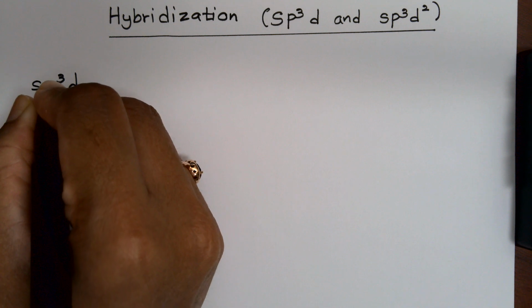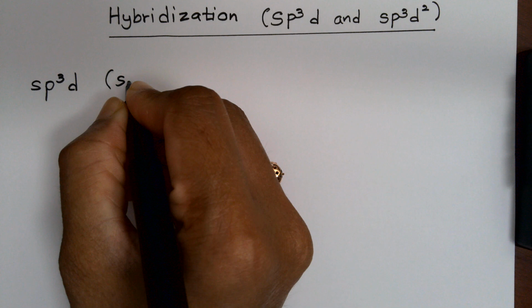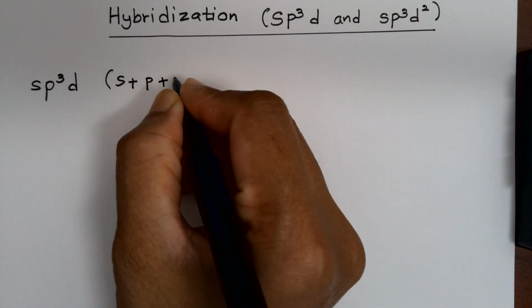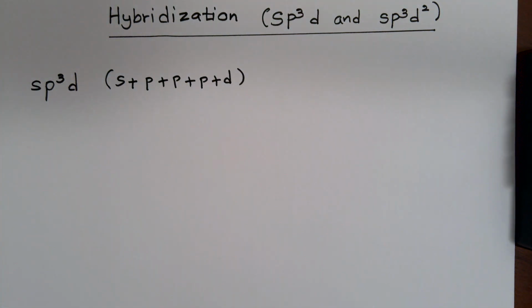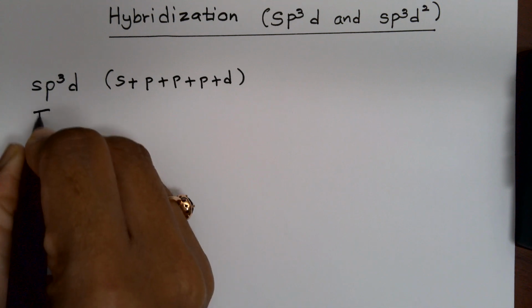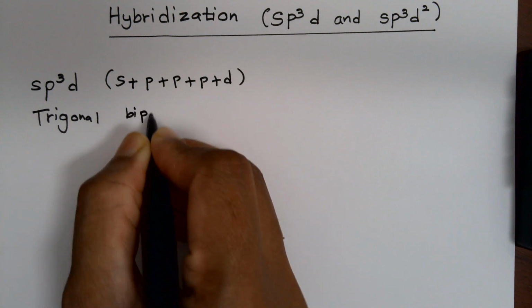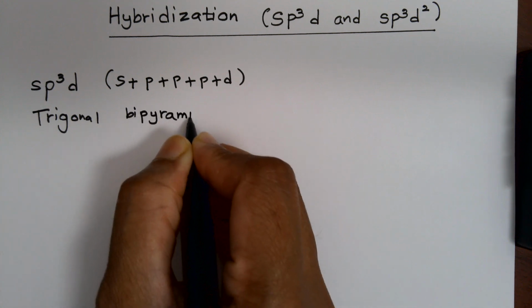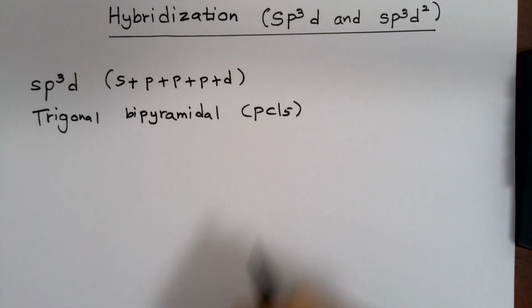You can see clearly sp3d hybridization is made by mixing an s orbital, three p orbitals, and a d orbital. There are 5 orbitals mixing to make sp3d hybridized orbitals. sp3d hybridized orbitals have a trigonal bipyramidal shape. For example, PCl5 is one example.